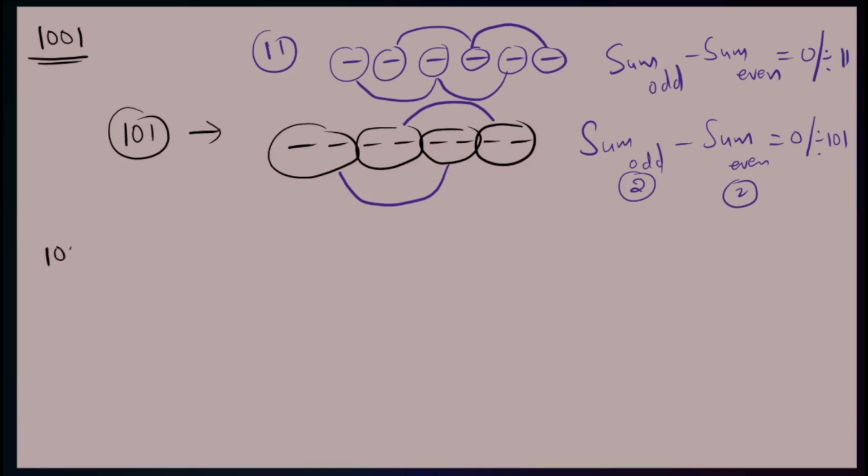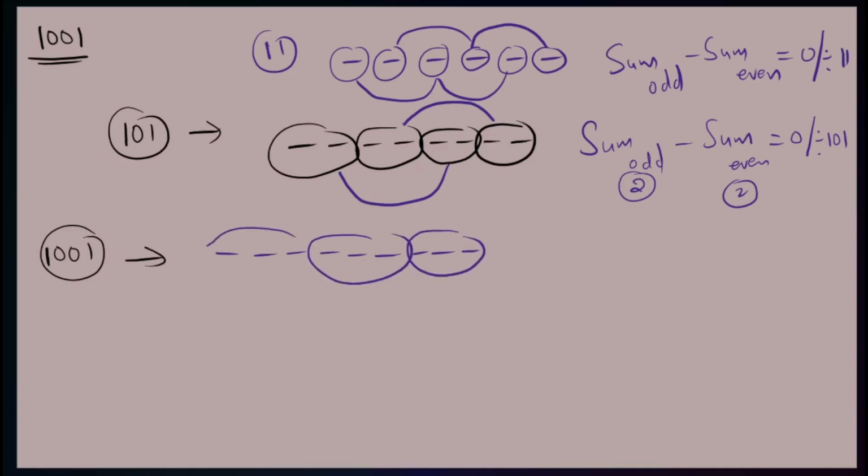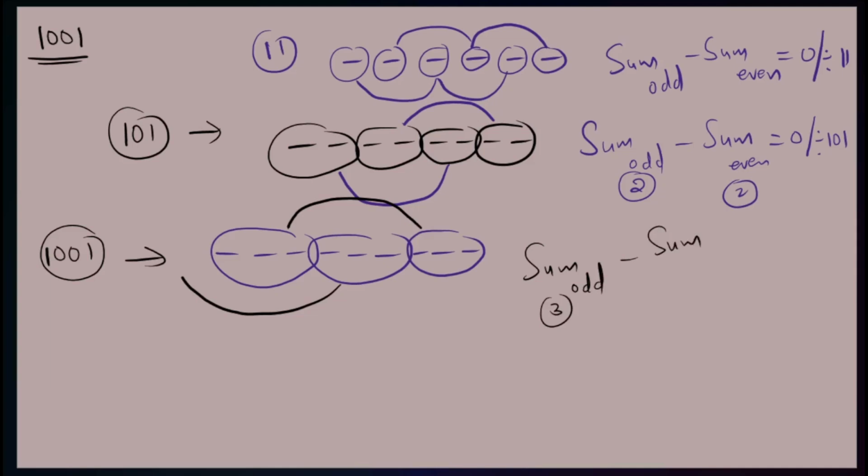Now let's go to 1001. I hope now you remember the divisibility rule of 1001. It's very simple. You take three digits at a time. The sum of the digits in the odd sets minus the sum of the digits in the even sets, taking three digits at a time, should be 0 or a number divisible by 1001.